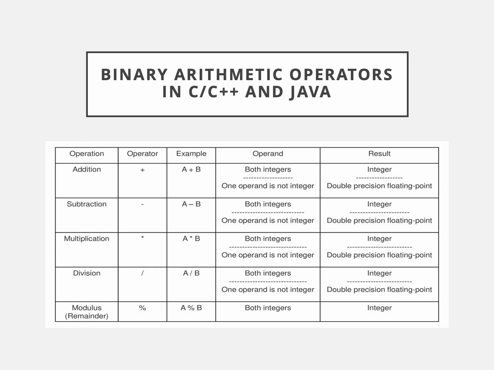First of all, addition. So this is the example: a plus b. If both operands are integers, the result is an integer. If one operand is a floating point number, the result is a double precision floating point value. So here we have automatic type conversion. Second, we have subtraction.